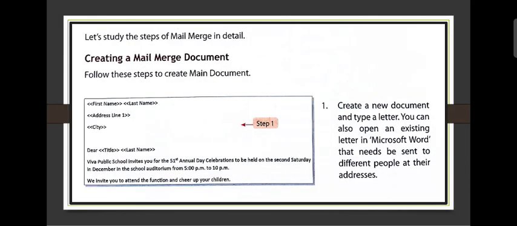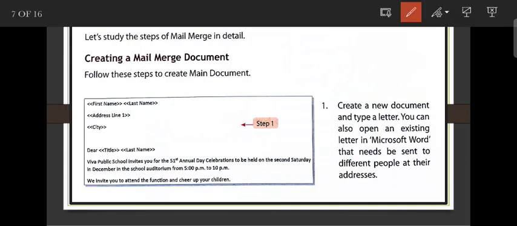Next is the process, how to start the process. First step, number one: create a new document and type a letter. This is the main document. You need to type the letter first as per your requirement. This is the letter body.